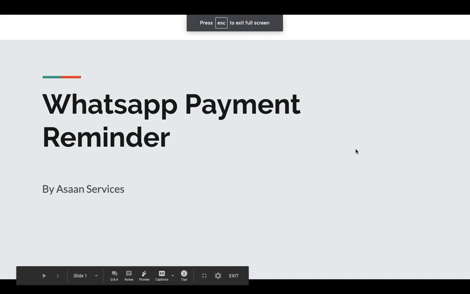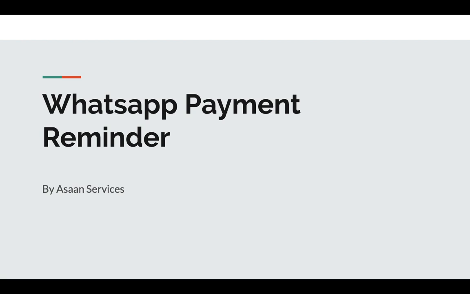Hello friends, let me take you through an excellent utility by the name WhatsApp Payment Reminder. This is a utility to remind your customers about payments that are pending or overdue. You just need to tell this utility the name of the customer, how much the amount is, and if you have any invoice or attachment, that's it. The rest of the work will be taken care of by this utility. You need not do anything.